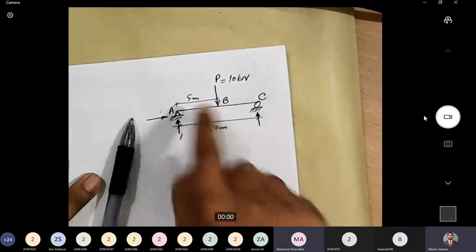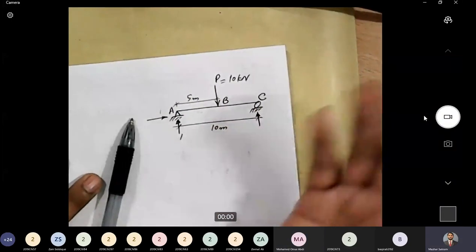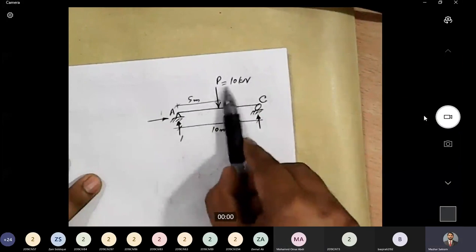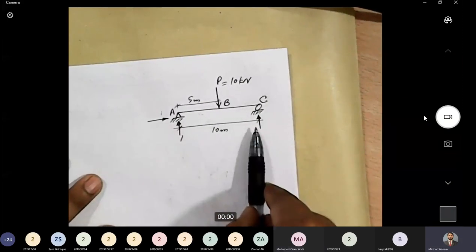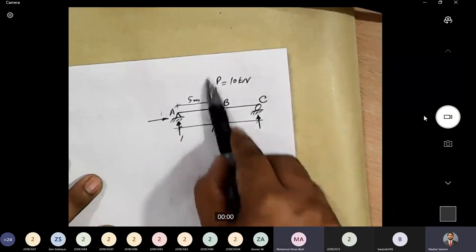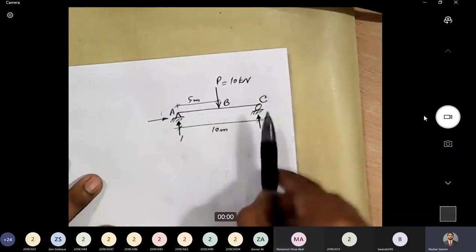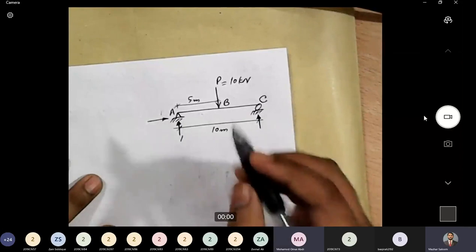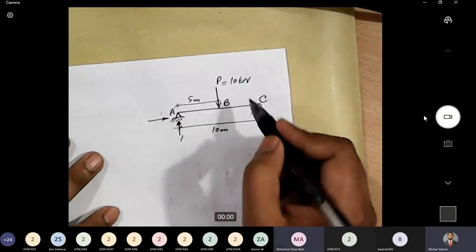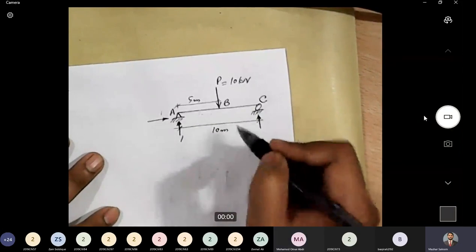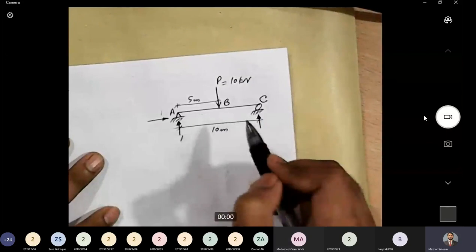Actually, this 10 kilonewton is not a reaction. It is an external load, an applied load. You can say this is action, and these three are reactions. Reactions are also kind of external loads, but you cannot say that there are four reactions. You can say that there are four forces. One is an externally applied load, and three are reactions generated against that.